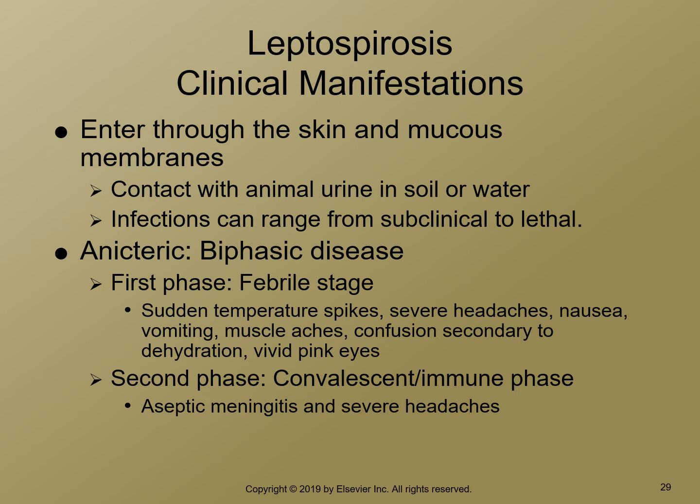The second phase of anicteric leptospirosis is referred to as the convalescent or immune phase, and during this period, the leptospires disappear from the circulatory system and the CSF. This change occurs after the appearance of specific immunoglobulin M antibodies, so symptoms may subside for a few days, but a limited febrile episode may follow. At this point, patients can develop aseptic meningitis and severe headaches. During this stage, the urine will contain leptospires, but the blood does not. Infected humans can shed the leptospires in urine for up to 11 months.